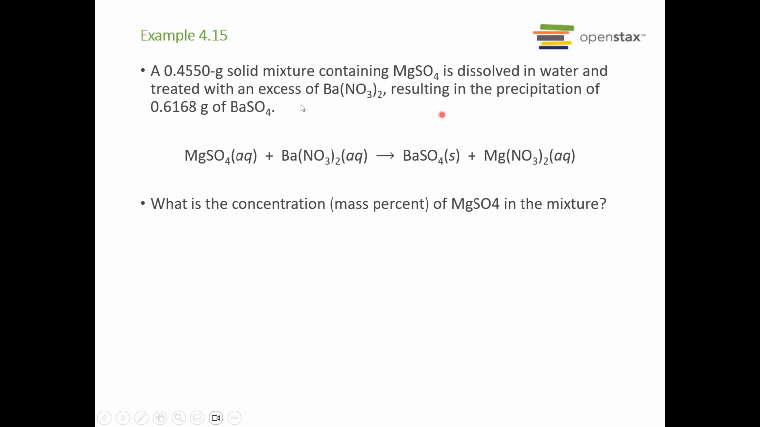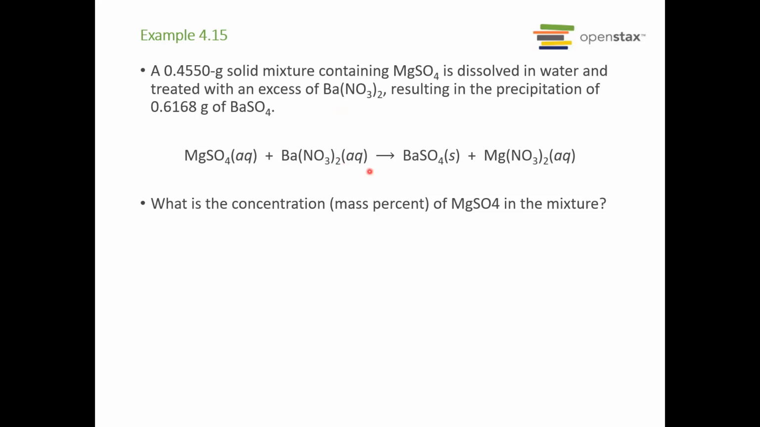If we look at it again, we've got the original mass of the magnesium sulfate, and it's telling us excess barium nitrate. One way we could assure ourselves that there's excess is to assume all of this original sample is magnesium sulfate, figure out how much barium nitrate we need to react with that, and then add a little bit more, just to be absolutely certain.